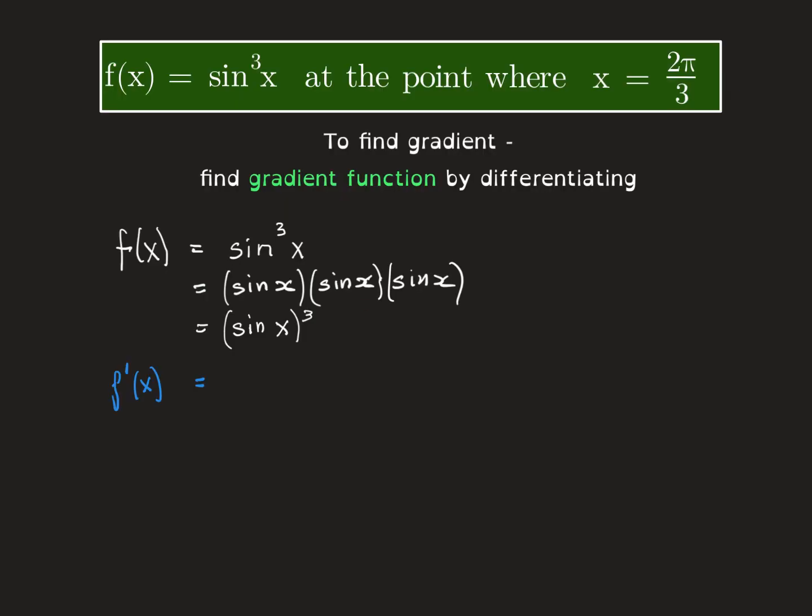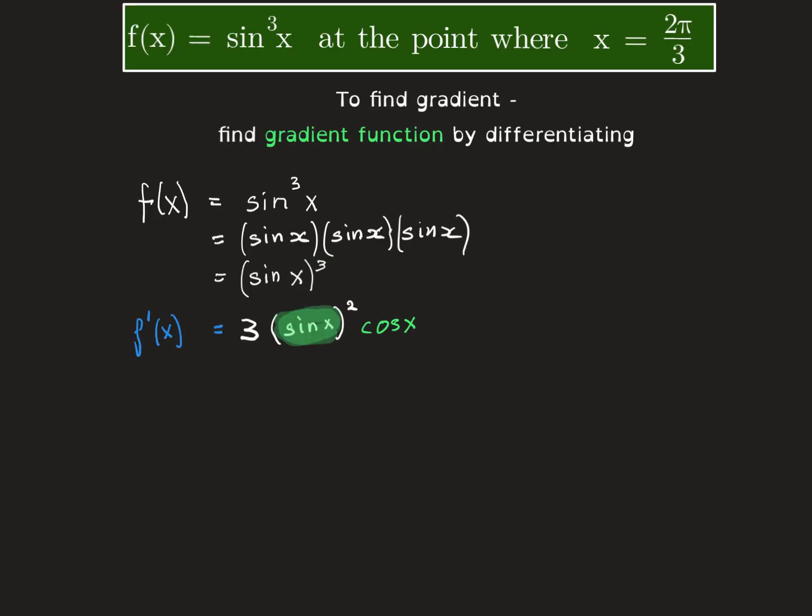And so, first of all, we'll differentiate everything that's around the brackets. So we'll bring the 3 down first. Rewrite what's in the brackets one more time. And then we need to diminish that 3 by 1, so this now becomes 2. And now we can differentiate what's inside the brackets. To differentiate sine, we get cos x.